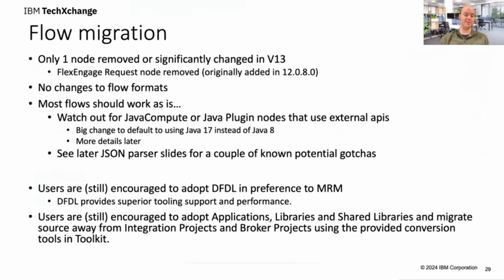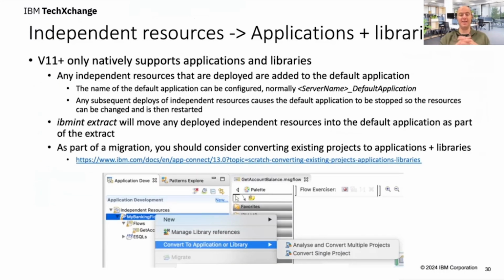The other thing that's perhaps more important to do is to actually adopt applications, libraries, and shared libraries. For those of you that are still using integration projects and broker projects, you'll know that when you deploy them to version 11, 12, or 13, all those independent projects get put into a default application. So we'd still like you to pick up the applications and libraries, and indeed, there is help in the tooling: you can right-click on those independent projects and convert them to an application or a library. We'd still like you to do that, but we're not yet forcing you to. The independent projects are still supported. You can still deploy them, and the code will still end up being pushed into a default application as you do that deploy.